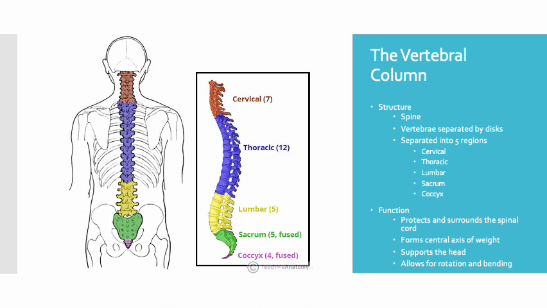So the vertebral column is your spinal column. It makes the framework for your back. It protects and surrounds your spinal cord. It makes the central axis of weight for our body. It supports our head, and it allows for us to rotate and bend. So the spinal column, or the vertebral column, is broken up into 5 regions: the cervical, the thoracic, the lumbar, the sacrum, and the coccyx.